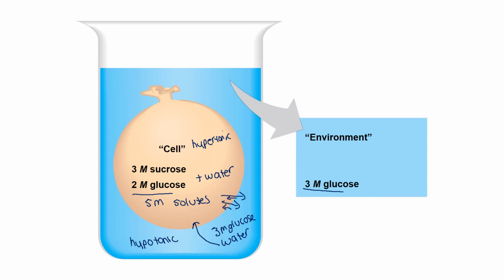So we're talking about the net movement. So we've got solute molecules or sucrose molecules and glucose molecules moving out of the cell. The rate of movement out of the cell is greater than that of in the cell. So they're going to kind of bounce back and forth. However, the rate initially is going to be higher going out of the cell.